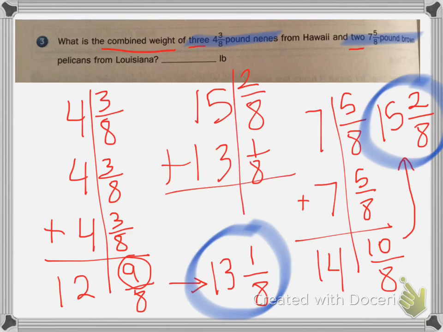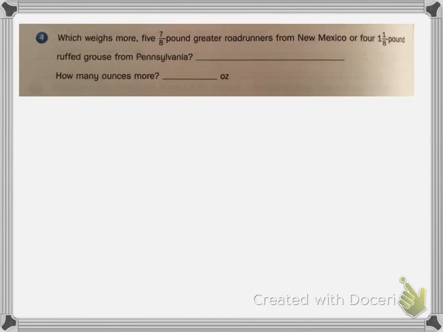Let's see what I get. 2/8 plus 1/8 gives me 3/8. And let's add our numbers. 5 plus 3 gives me 8. 1 plus 1 gives me 2. So we have 28 3/8 pounds. Okay? All right, let's go to our last problem that we're going to do today.